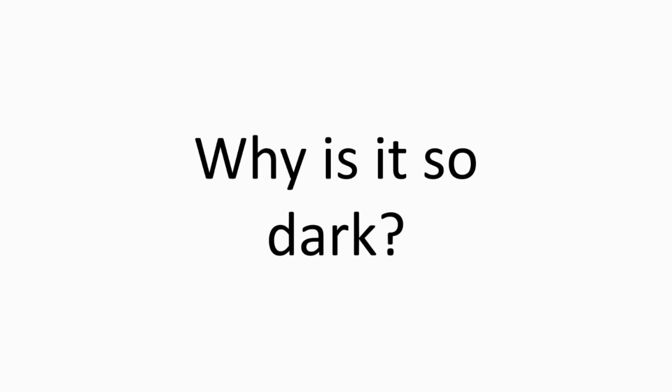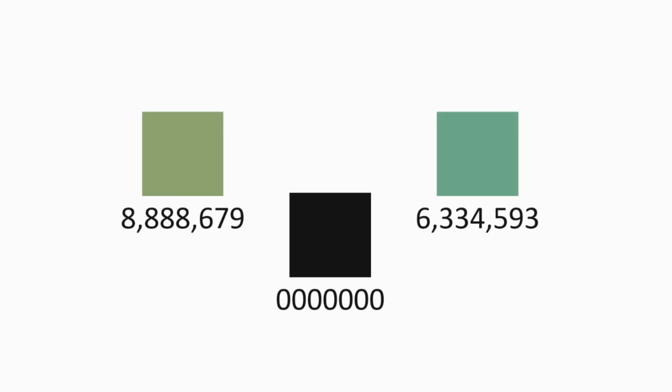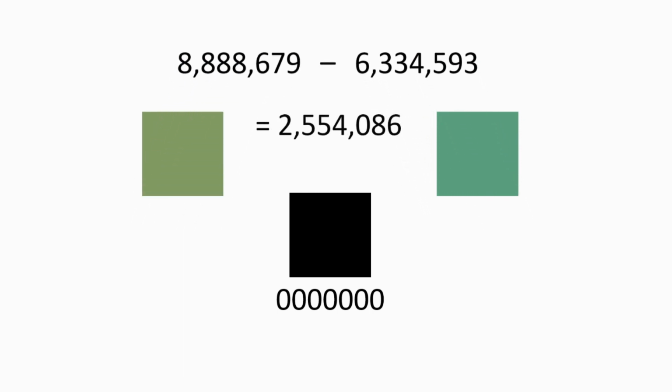You might be wondering, why did the pixel end up so dark even though the colors were both bright? Well, lucky for you, I've got an answer. First, let me tell you that black is a simple value of 0. So the closer you are to 0, the darker the color will be. If you didn't catch it, I converted the previous hex codes to decimal form to hopefully give a little more clarity. If we subtract these numbers, we get a value of 2,554,086.